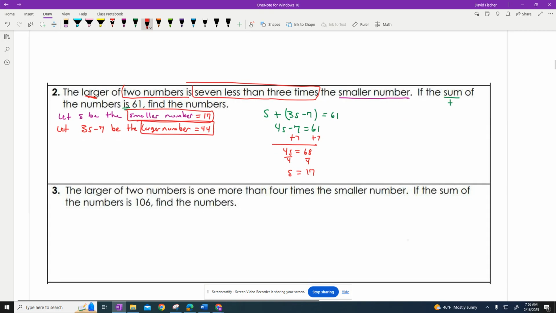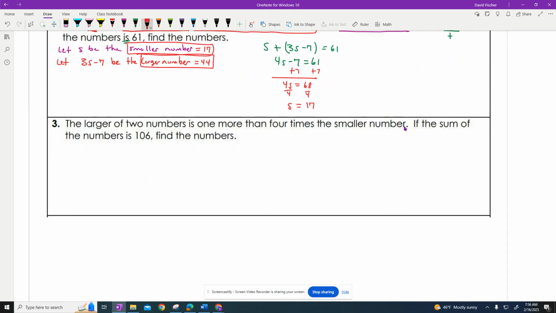All right, let's just do it again. We got, looks like smaller number and larger number, so let's do this again. Let S be smaller number.